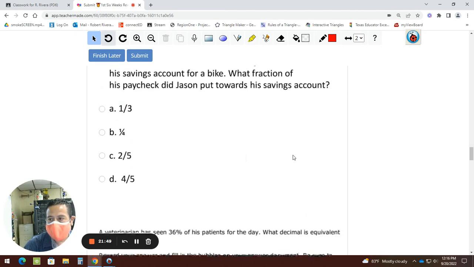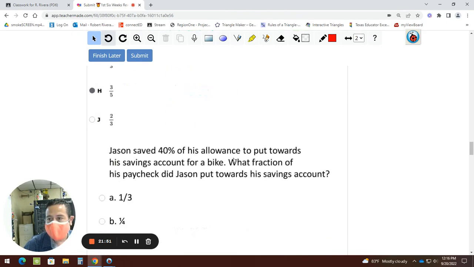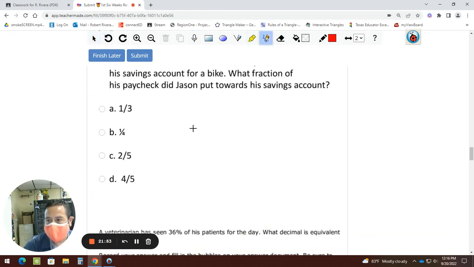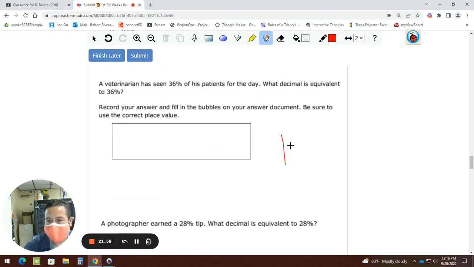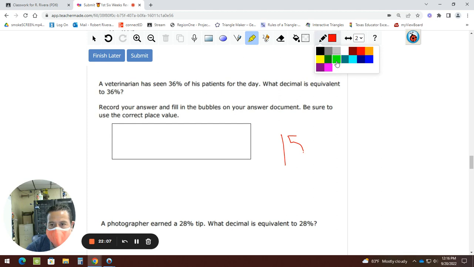This is number 13. So this would be, let me put that here. This guy would be number 14. And now I'm going to do number 15. This guy would be number 15. Okay? Here we go. A veterinarian. Let me get my highlighter because I'm going to need it. I'm going to go ahead and choose green now.